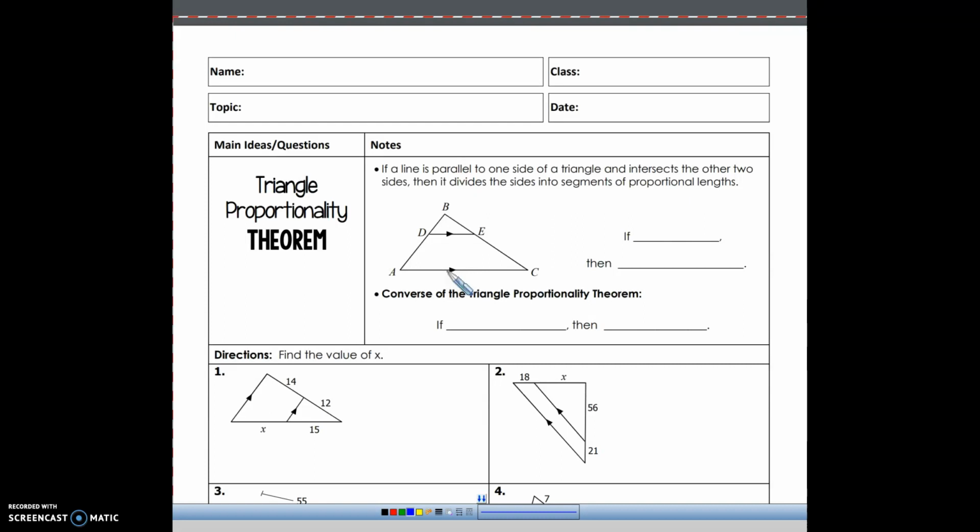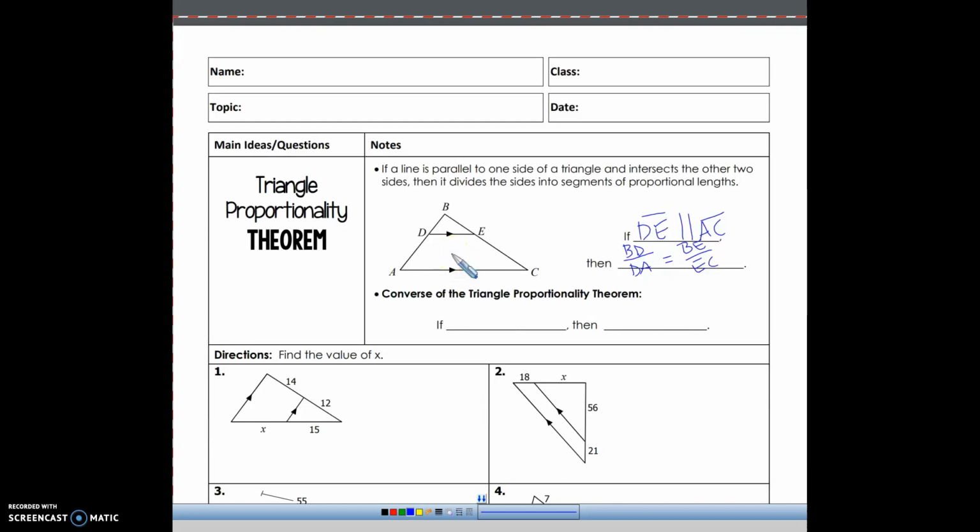So therefore, if DE is parallel to AC, then these little segment parts of the triangle are proportional. So we could do BD over DA would be equal to BE over EC. So the two little parts of these triangles now are proportional to each other.